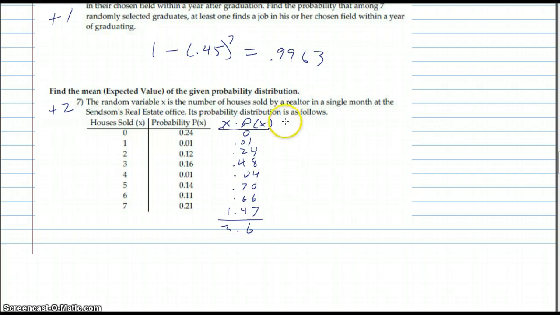7 is the expected value formula. So you sum x times the probability of x, so you just multiply these straight across. So 0 times the probability, all those, and then you add them all up. So the average houses sold would be 3.6 out of this distribution.